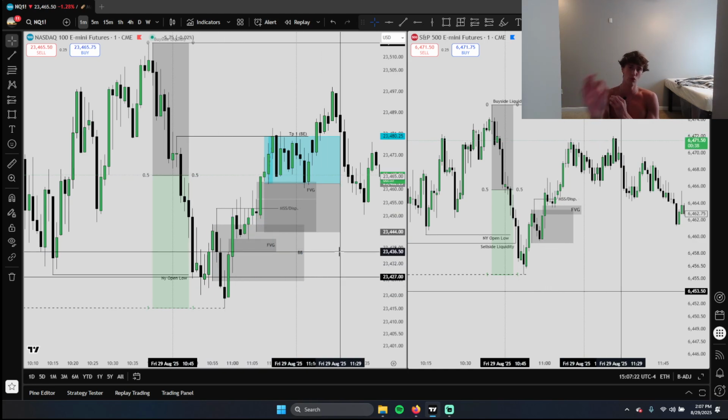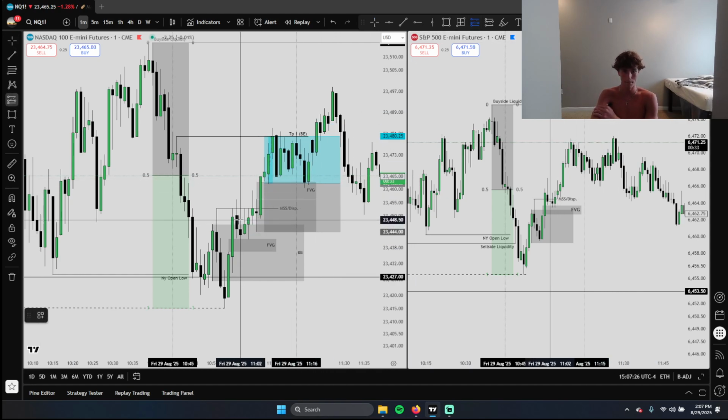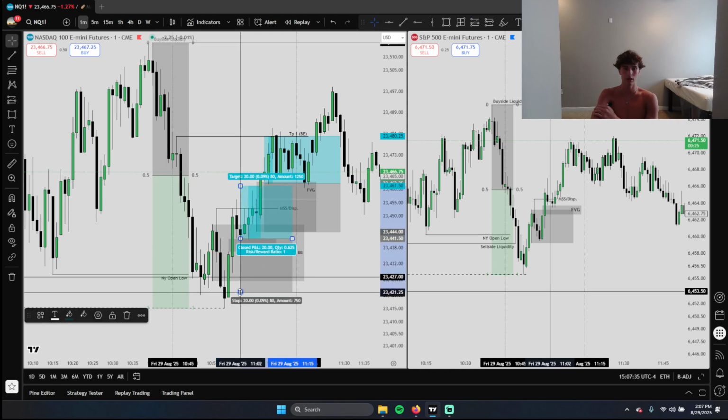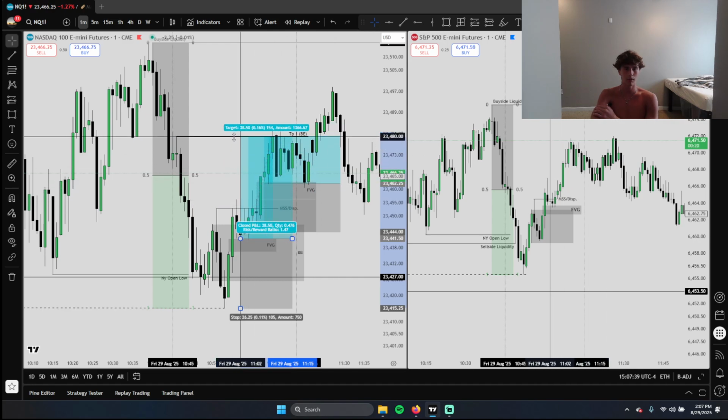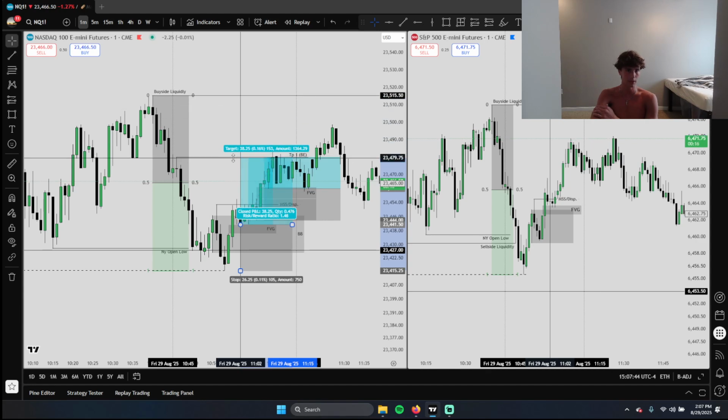This was beautiful. This was going to be an A+ setup. Well, technically not. I'll explain why in a second. But this is the unicorn model, right? We have a breaker block and a fair value gap overlapping each other perfectly. You take your entry right there. Valid stop loss out down here. First take profit, first high in premium. And you hold the rest to buy side liquidity.